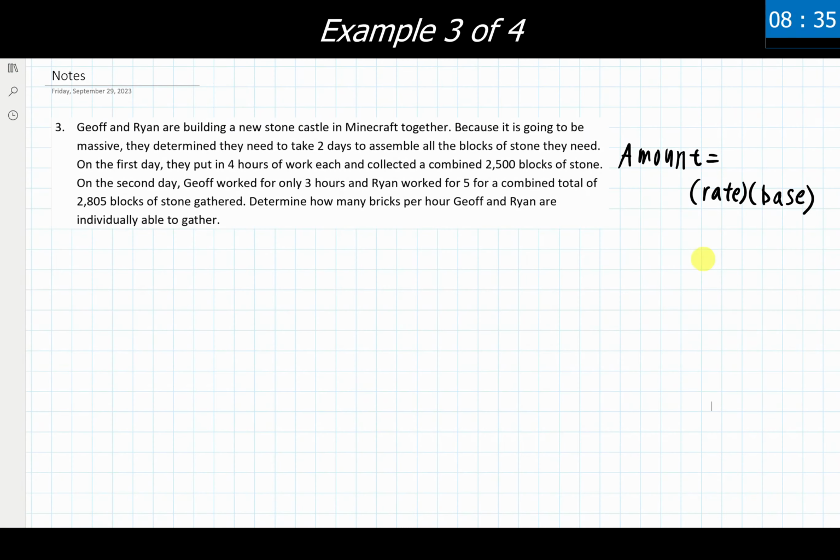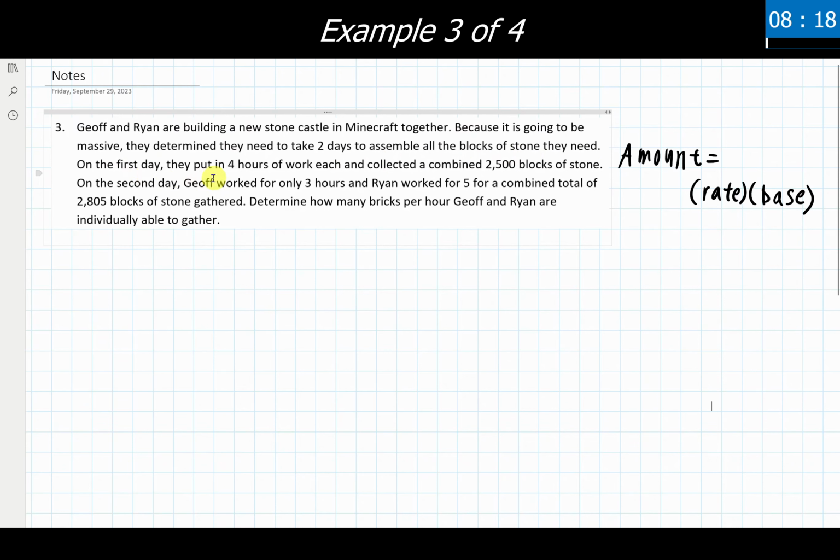For our third example, we are told Jeff and Ryan are building a new stone castle in Minecraft together. Because it's going to be massive, they determine they need to take 2 days to assemble all the blocks of stone that they need.